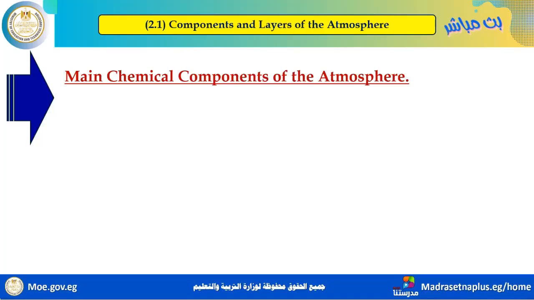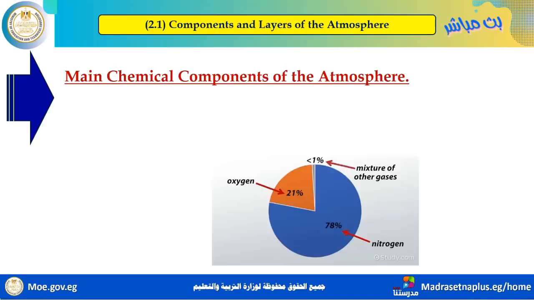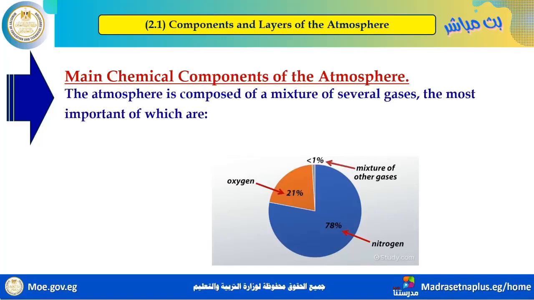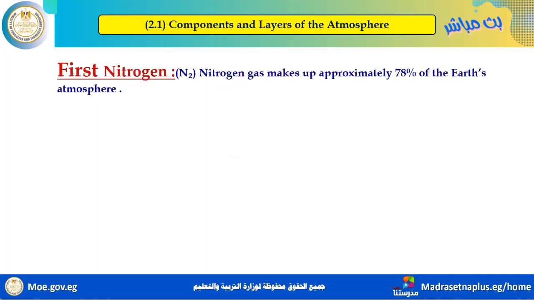Main chemical components of the atmosphere: nitrogen, whose percent is 78%, oxygen 21%, and 1% a mixture of gases. The atmosphere is composed of a mixture of several gases. The most important, first, is nitrogen gas. It makes up approximately 78%. Imagine, from 100, it's about two thirds of the percent.